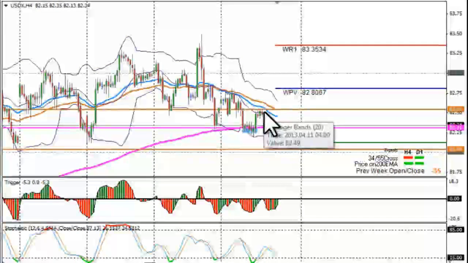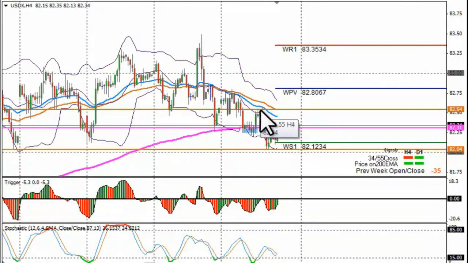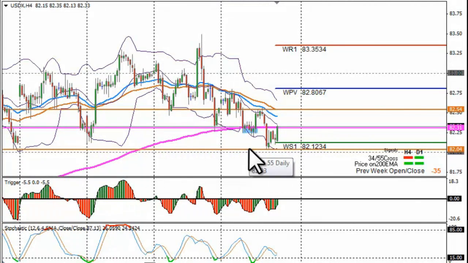We had a pullback where I took that counter trade, then a drop again. We broke the 200 EMA. Where's price? We stopped at 82.04. Why that level? Because that little line there is the daily 55 EMA. So can you see how I used the US dollar index to take that counter trade on the Euro US dollar? A little bit of advanced entry for the guys that are new to Forex, but with time it will come.